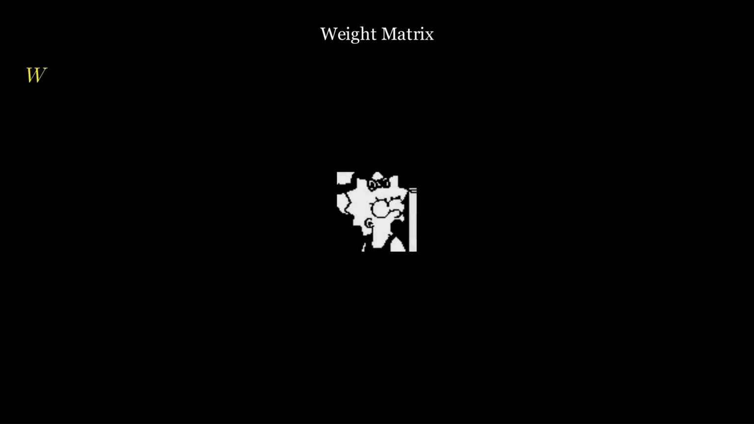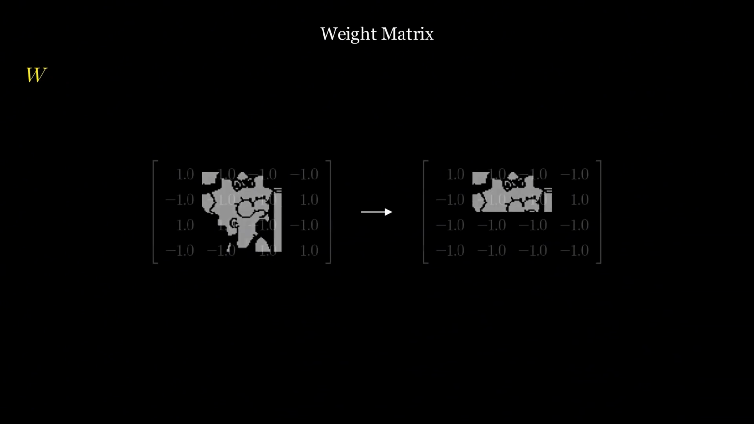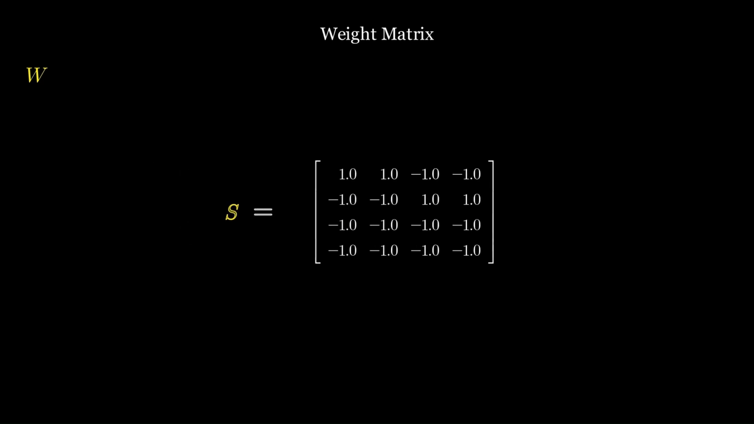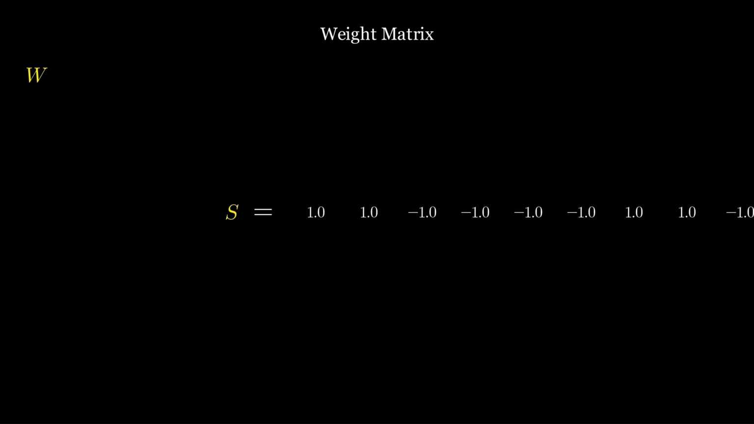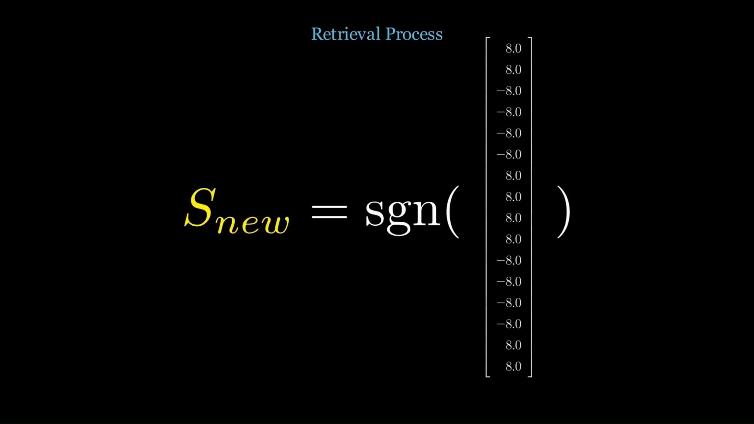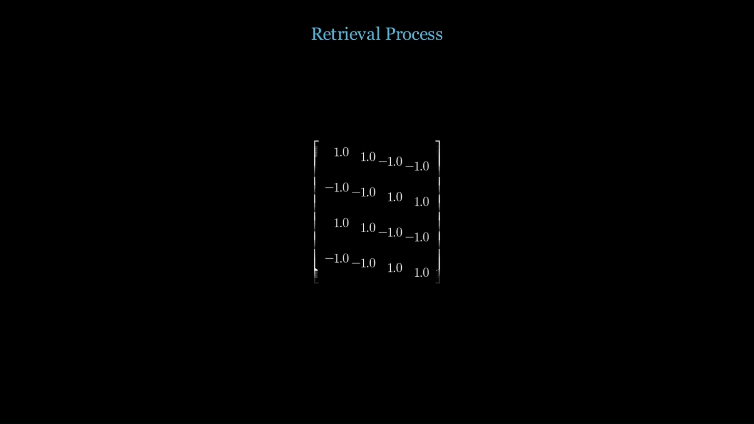Next, we let S represent any one of the images stored in W that has been noisified. As before, S is converted to bipolar binary values and flattened into a d-squared size vector. In the synchronous mode, we update all neuron states at once via this function, where sign would take the sign of each element of the vector. The process will continue until the new state is equal to the previous state.